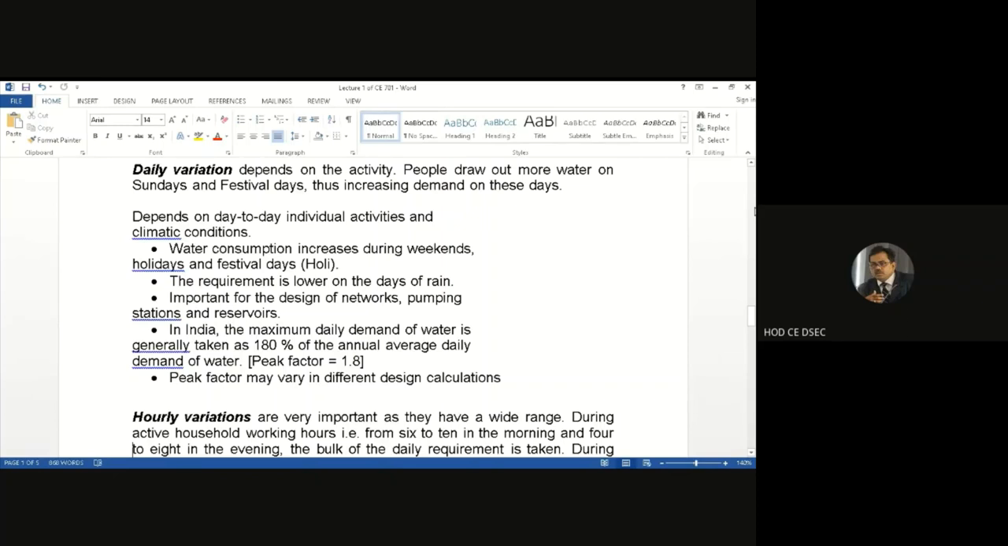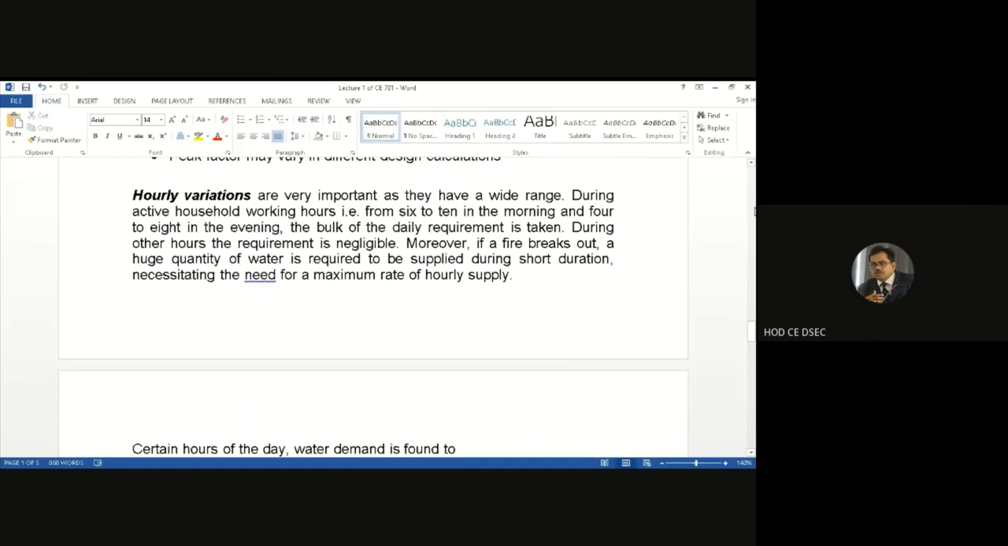Now, hourly variations are very important as they have a wide range. During active household working hours, that is from 6 to 10, definitely we are busy in bathing and other activities where we require the most water. After that, we go to our schools, colleges, institutional buildings, office buildings. So we are not generally staying at home after 10 o'clock, because office and college start from then. So definitely from 6 to 10, the requirement is more.